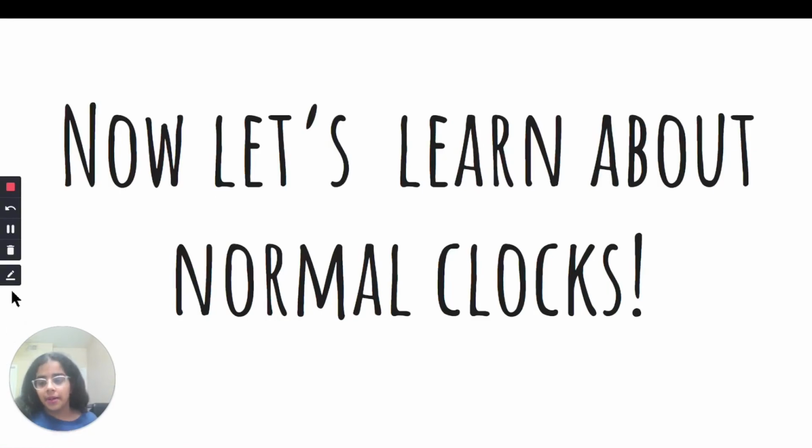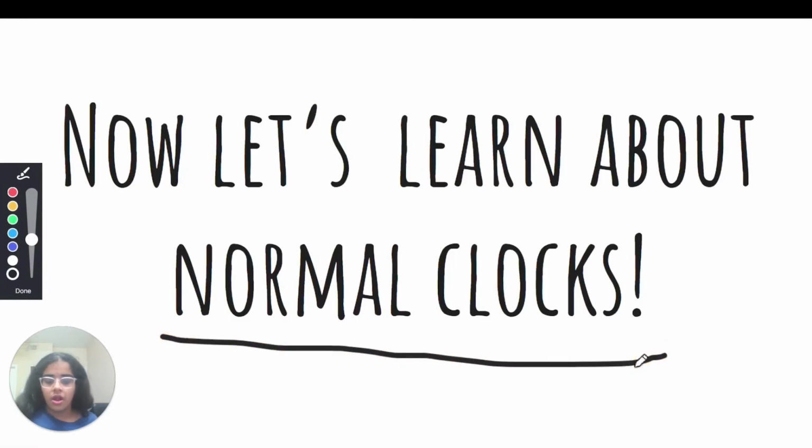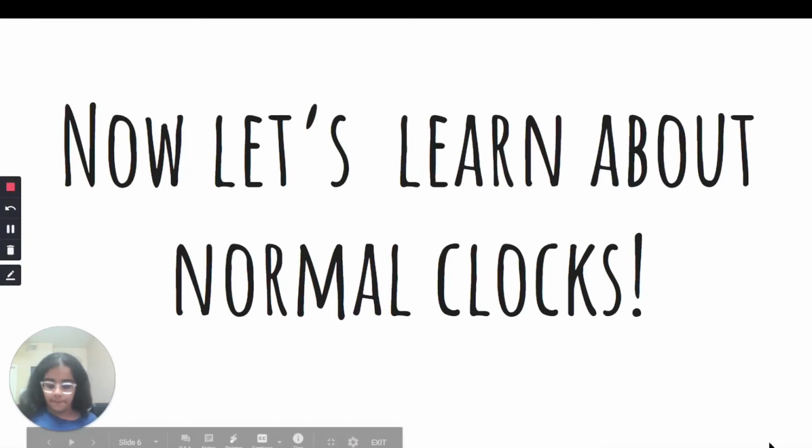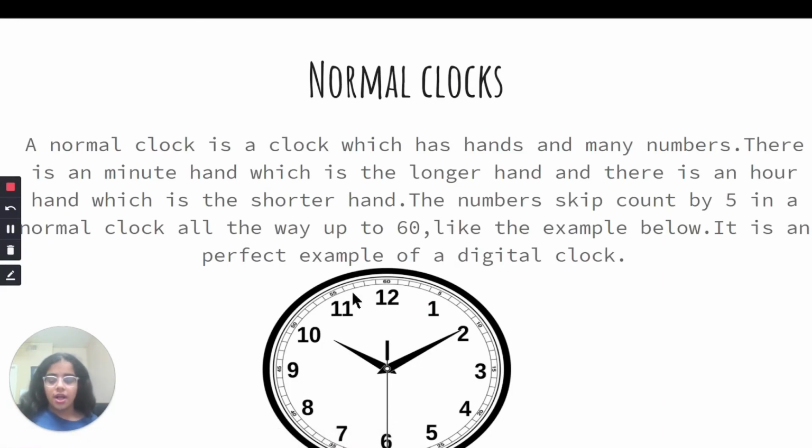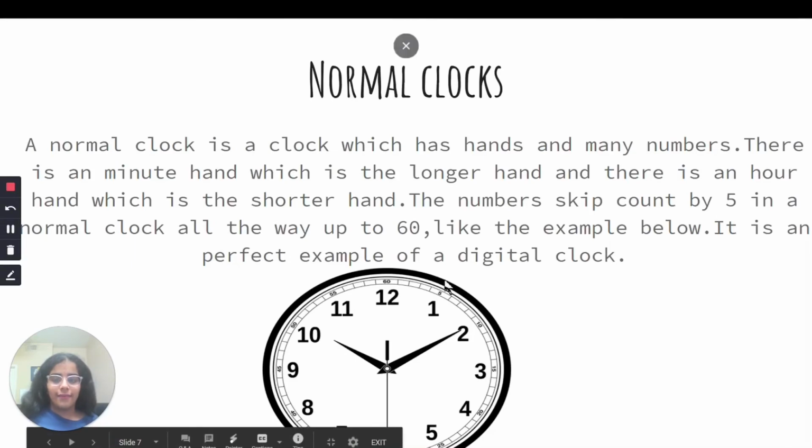So now what we're going to be learning about is a normal one, a normal clock. All right, so let's move on. A normal clock is a clock which has hands and has numbers. So a digital clock does not have hands or numbers. It has numbers, but it doesn't have as many.